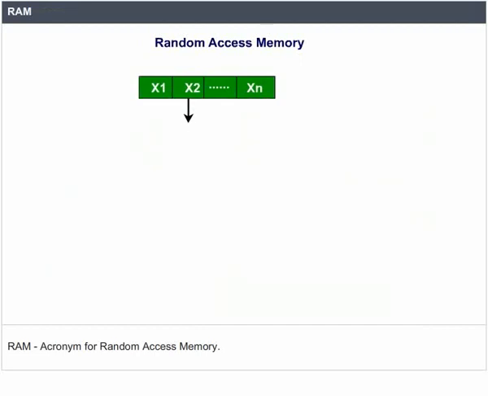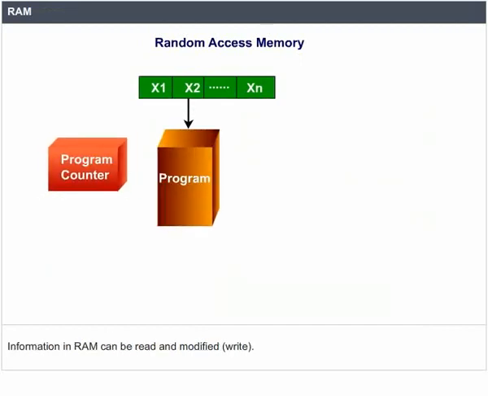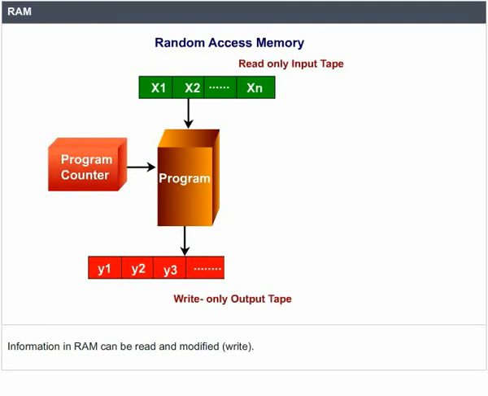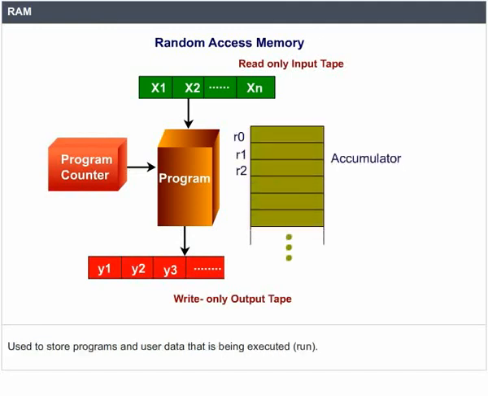This initial program is called a startup program. RAM, acronym for Random Access Memory. Information in RAM can be read and modified (written). It is used to store programs and user data that is being executed (run). It is a kind of volatile memory, that is, the content in RAM will be wiped out if the electricity supply is interrupted. It is relatively faster and can store up to some KB of information.